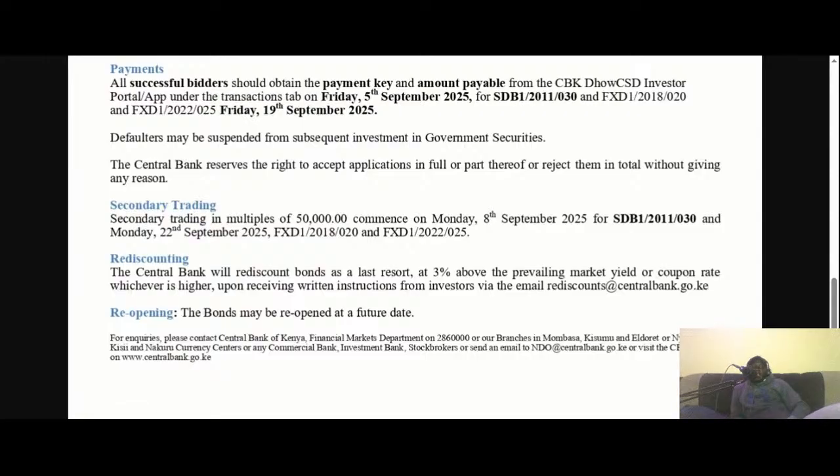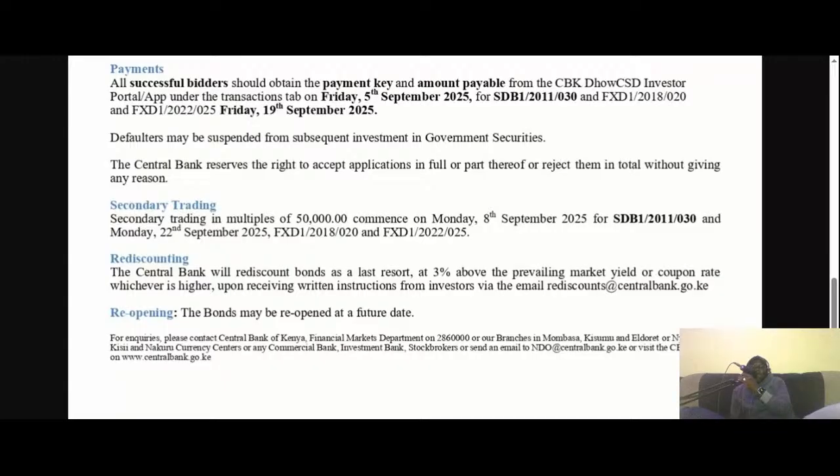Secondary trading in multiples of 50,000 commences on Monday, 8th September 2025 for the SDB1/2011/030 and 22nd September for the two other bonds. Now, it's important to note that even though the Central Bank of Kenya floats bonds once every month, bonds are traded on a daily basis in the Nairobi Securities Exchange. You can buy a bond any day, anytime. But you have to go through a broker. You cannot do it through the Central Bank of Kenya. The only difference is that you have to go through a broker.